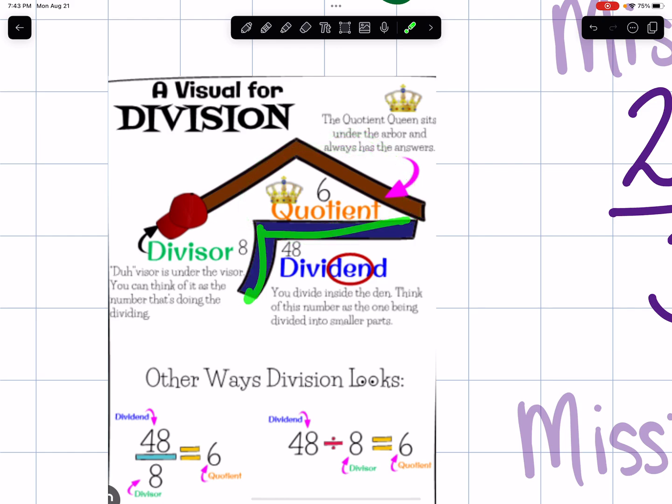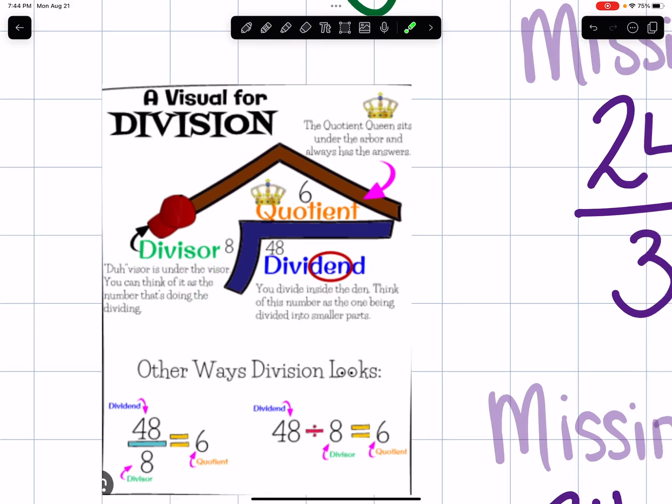Underneath this little house, this is the den. That's why we have D-E-N circled there. The dividend is the number that is just sitting in the den waiting to be divided. It's typically the bigger number that's waiting to be divided into smaller pieces. Over here, we've got a divisor that is coming to knock on the door. The divisor is the number that's doing the dividing. So this divisor, wearing this visor, which is a hat, is coming into this house and is the one doing the dividing. Okay, that's how you can kind of remember that.